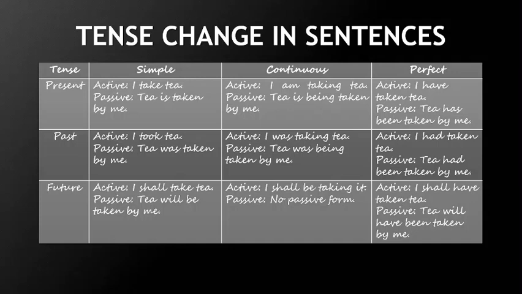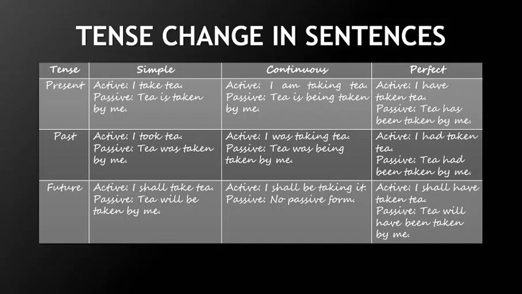In future tense, I shall take tea becomes tea will be taken by me. Now, continuous tense, future, there is I shall be taking tea, but this form has no passive form because what will you write? There is nothing to write here. It shall be taken by me. Makes no sense, right? So let's move on to the perfect part.